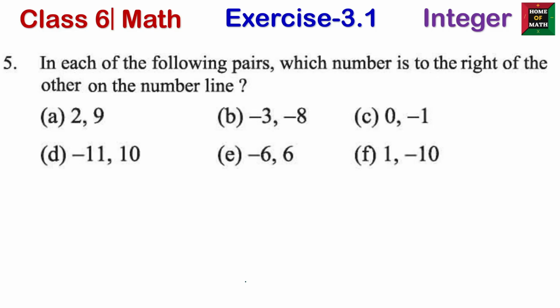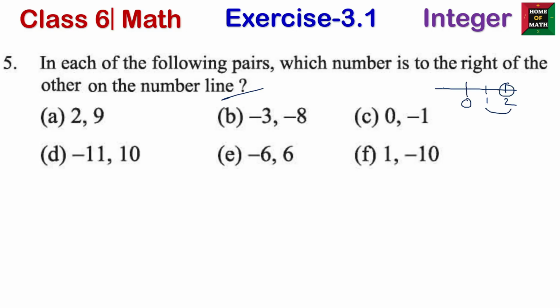Now is the main thing. In each of the following pairs, which number is to the right of the other on the number line? So which is the right? Look, this is our straight line. Here is 0, here is 1 and here is 2. Now compare, 1 is right or 2 is right. Once you compare 1 and 2, 2 is the right place.